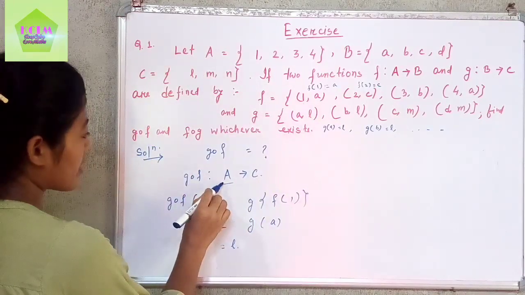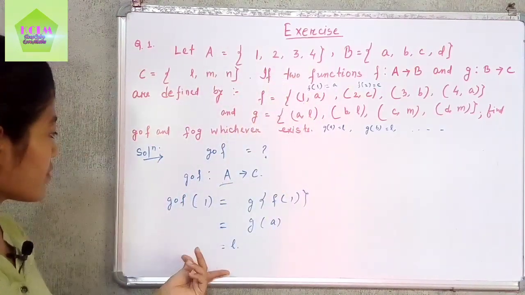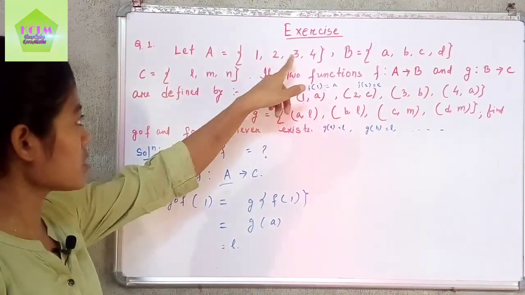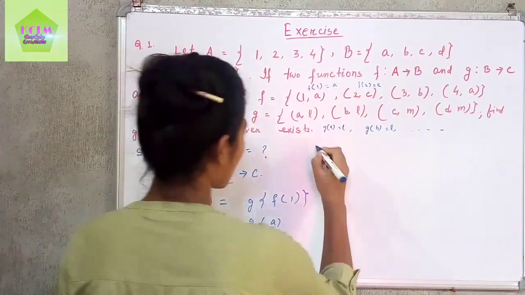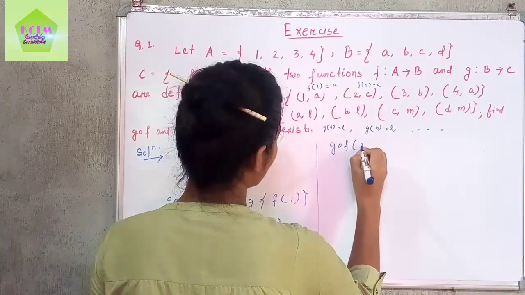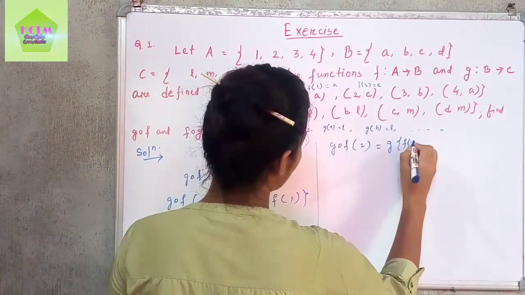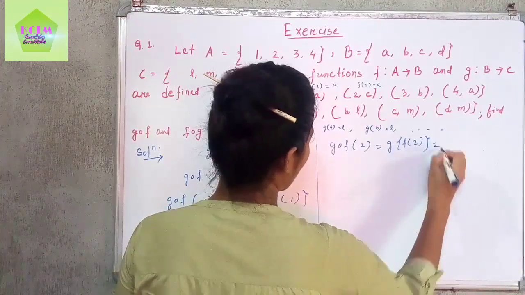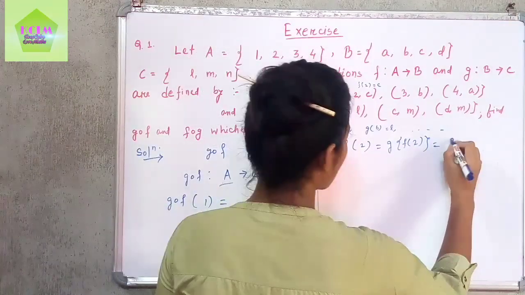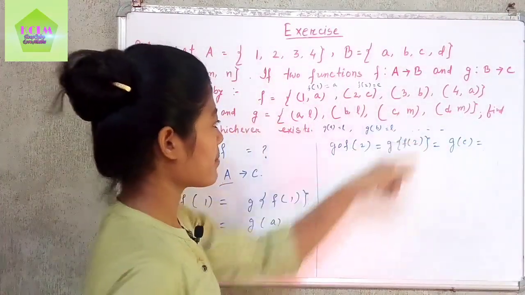Since the set A contains 4 elements 1, 2, 3 and 4, we have done only with 1. So we need to proceed with these elements also. Now, g∘f of 2 equals g of f(2). And f(2) is nothing but C. That means g of C.